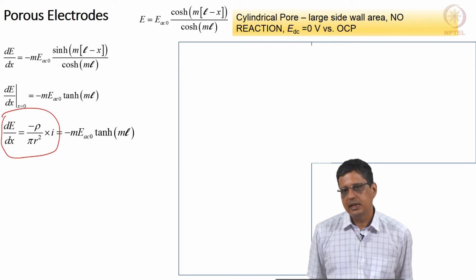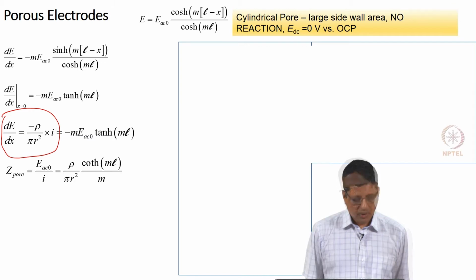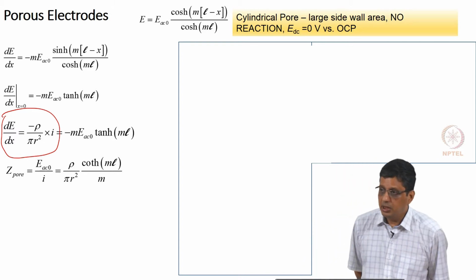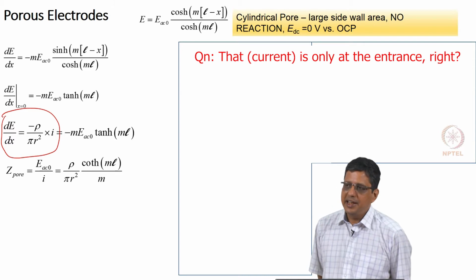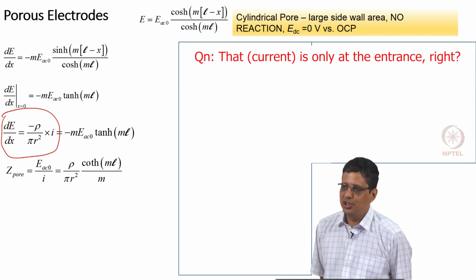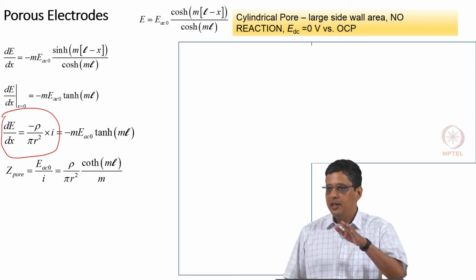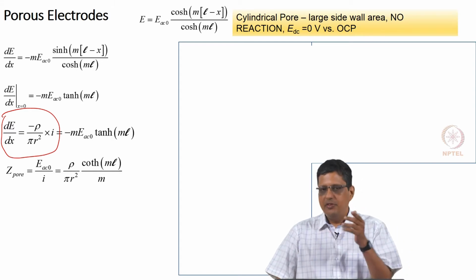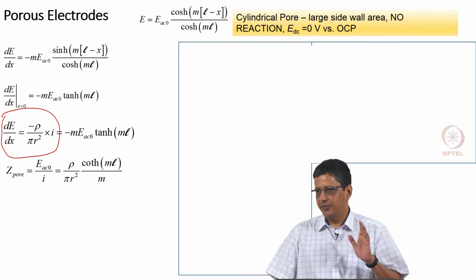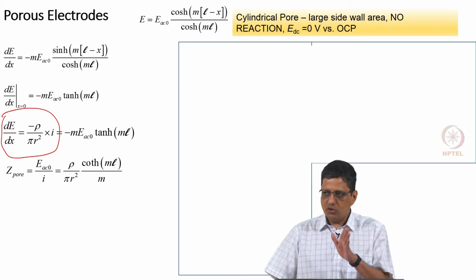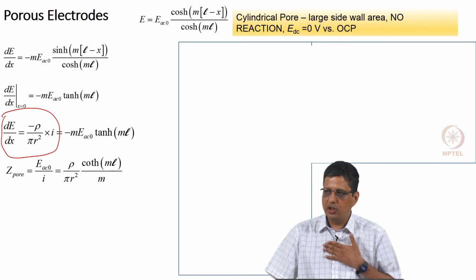I here is the current, not the current density. That means Z pore is the impedance written in ohms. I at the entrance is going to be distributed throughout this, right. So, what we do is this, when we apply an AC potential, we measure the current, we measure the magnitude and phase of the current, and we take the ratio and say this is the impedance of this system. So, what is going to be the current at the entrance, that is all we are going to measure.